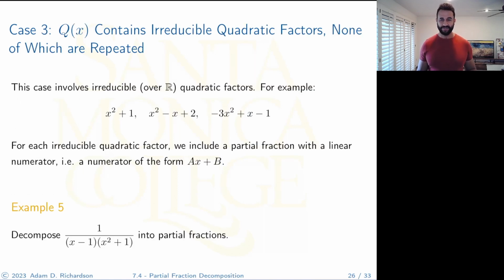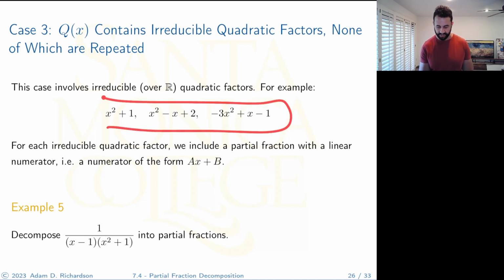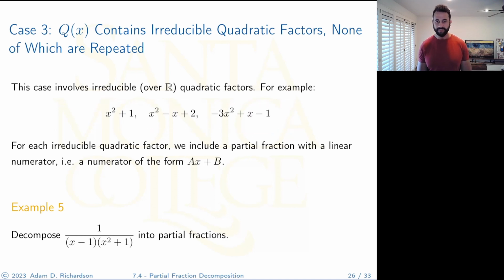All right, what's case 3? So case 3 is when your denominator contains irreducible quadratic factors, none of which are repeated. So here are 3 examples of irreducible quadratic polynomials. So x squared plus 1 is not factorable over the real numbers. It is factorable over the complex numbers though, and that's why complex numbers are nice. But we're not working with complex numbers in this class, sadly. You'll have to save that for another class. Maybe I'll get to teach it to you someday, but not right now, sorry. This is irreducible, this is irreducible, this is irreducible.